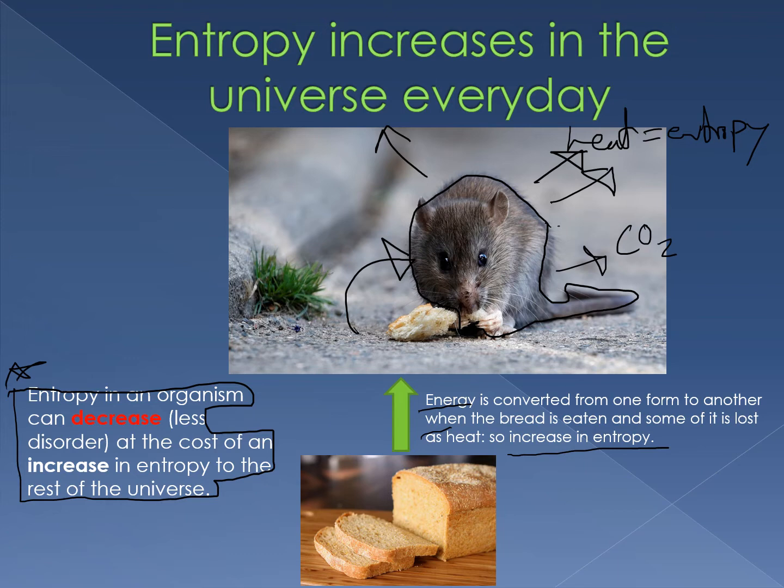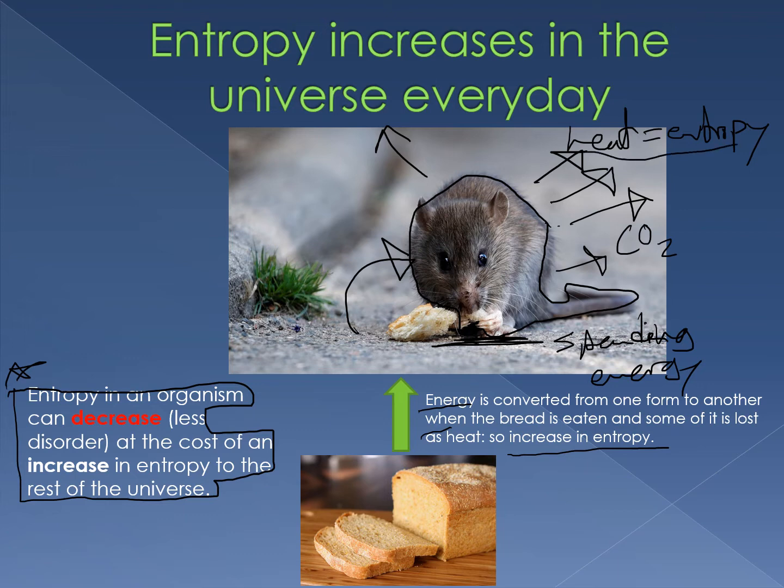So for the mouse to prevent itself from spreading out into decomposed materials such as CO2, heat, and other chemicals, it can go against this law of the universe, that is, that things get more chaotic. It can go against that law by spending energy to decrease entropy in itself as long as there is an increase in entropy outside of itself. And that increase in entropy is heat.